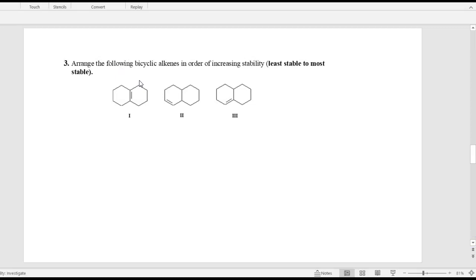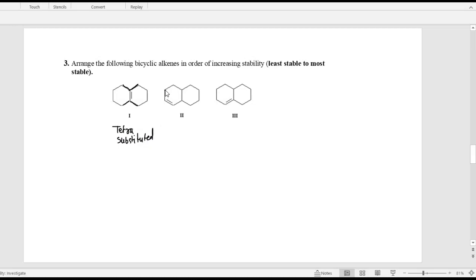Arrange the following bicyclic alkenes in order of increasing stability, least stable to most stable. Now remember that in alkenes, the more substituted alkenes are more stable. If you look at this double bond, it has 4 substitutions: 1, 2, 3, 4. So this is a tetra substituted alkene.